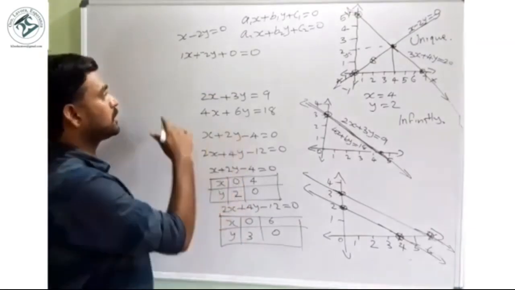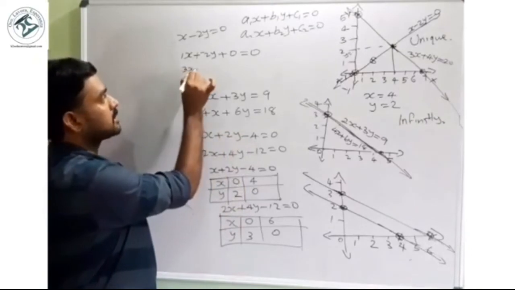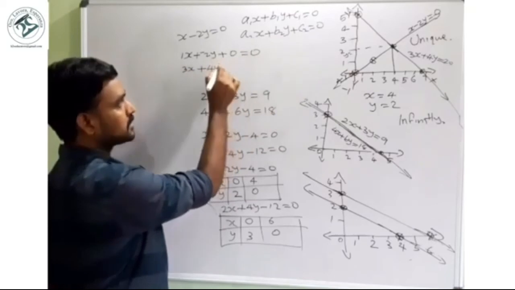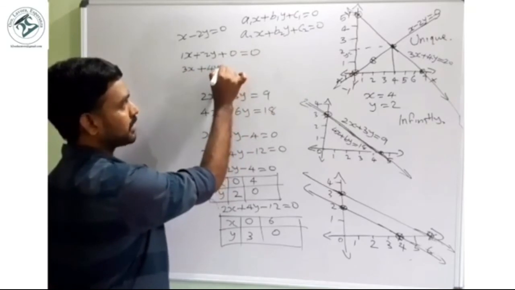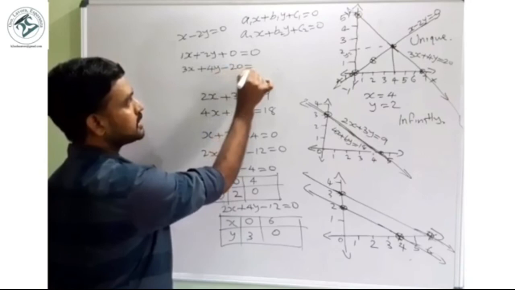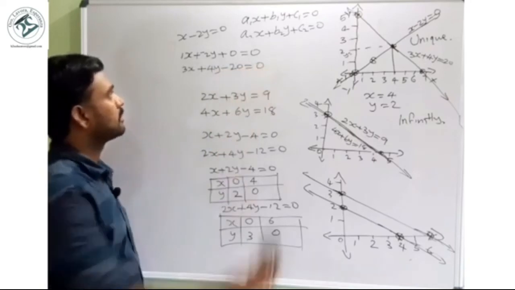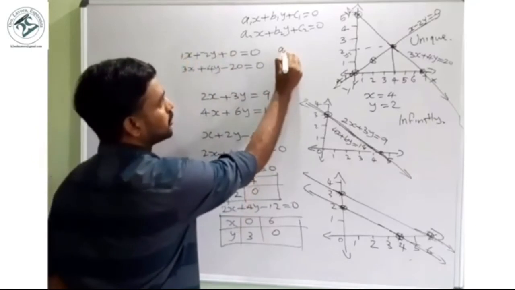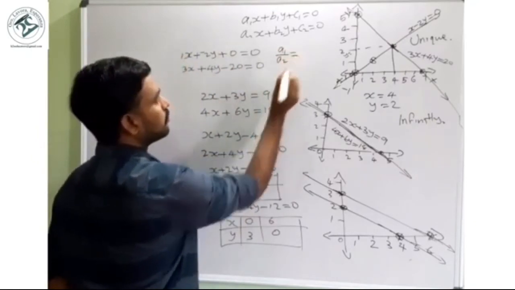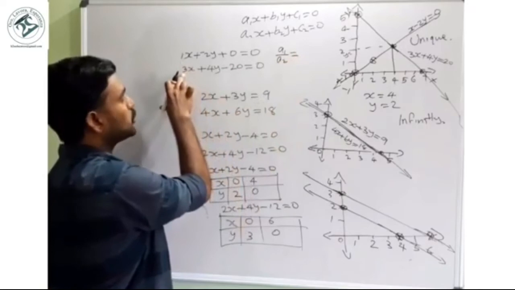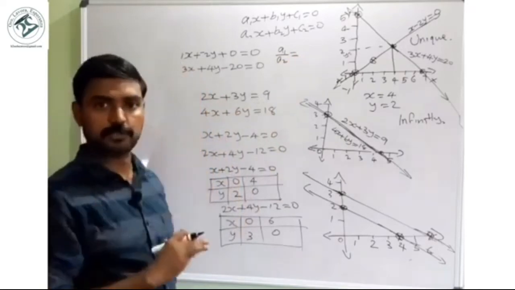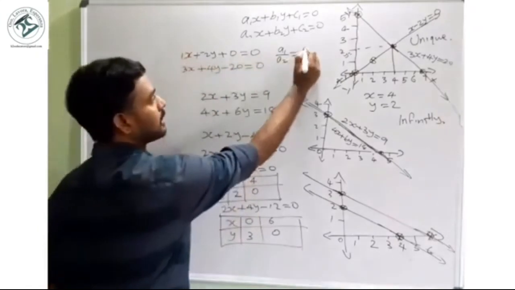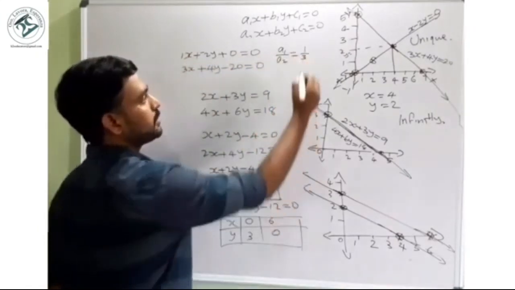Now our second equation was 3x plus 4y equal to 20. That 20 brought to this side will be minus 20. So we can write minus 20 is equal to 0. Now you can identify what is a1 by a2. a1 means this number, a2 means this number. This 1 stands for first equation, 2 stands for second equation. So a1 by a2 is equal to 1 by 3. What is b1 by b2?